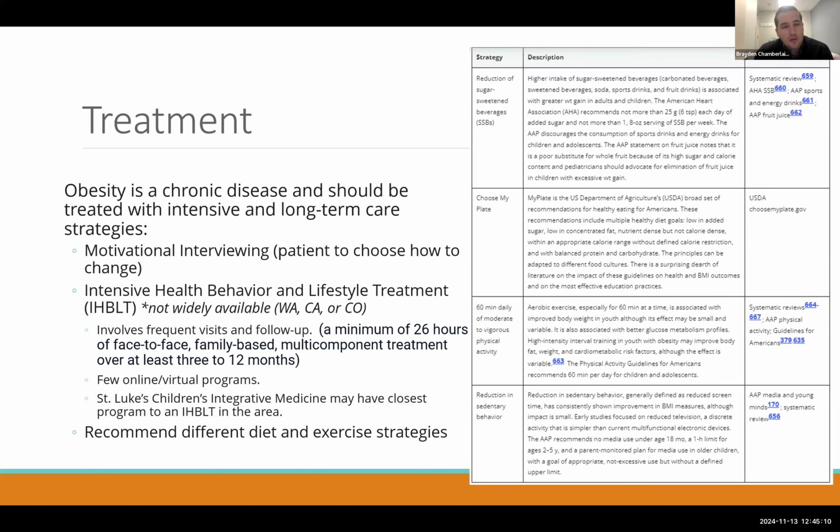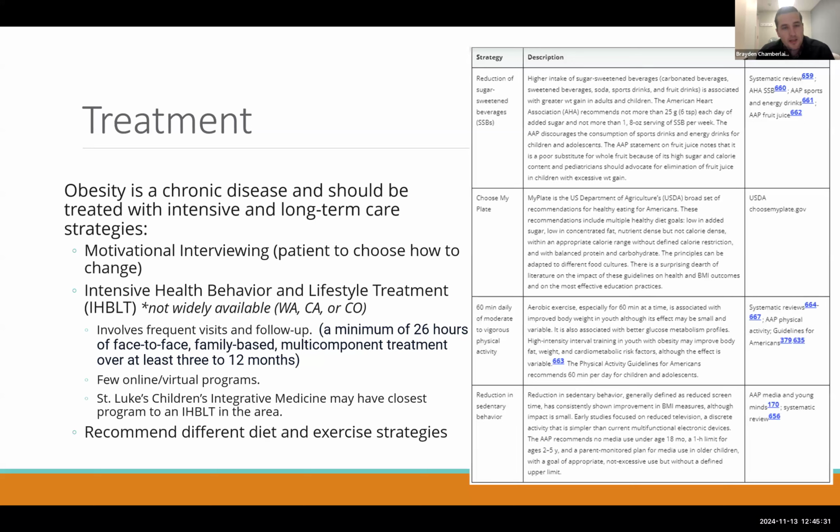So, first of all, they recommend motivational interviewing, essentially helping the patient to choose how they're going to change, letting it become the patient's choice. And however you best use motivational interviewing, they recommend that you do that with these patients as well.